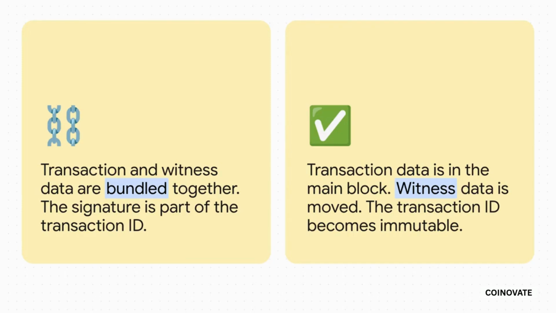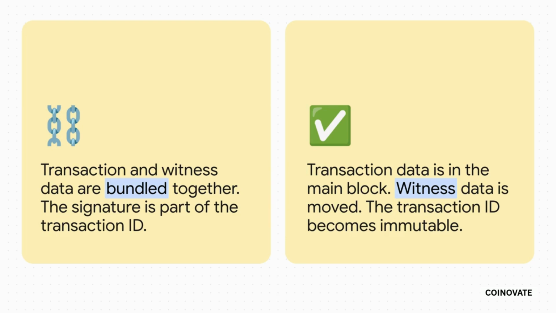The solution was honestly surprisingly elegant. Before SegWit, the signature data, the part that could be changed, was bundled right inside the main transaction. This meant it was part of what created the transaction ID. The fix? Just move it.